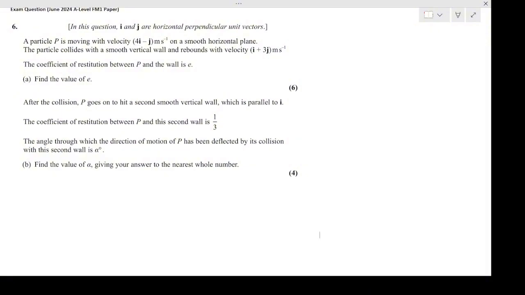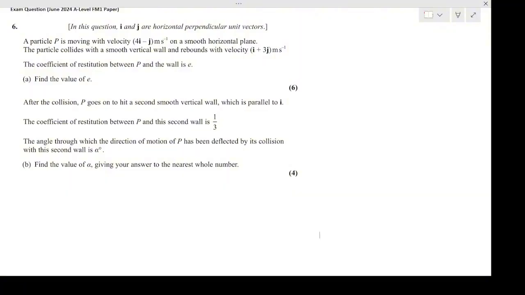So here we are. The particle P is moving with velocity 4i minus j on a smooth horizontal plane. The particle collides with a smooth vertical wall and rebounds with velocity i plus 3j. The coefficient of restitution between P and the wall is e. Find the value of e.